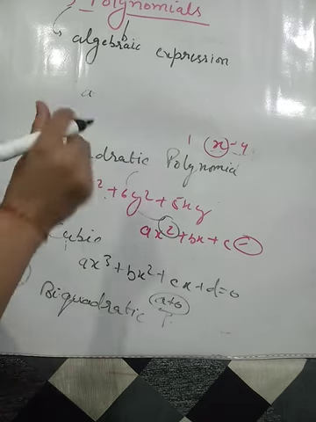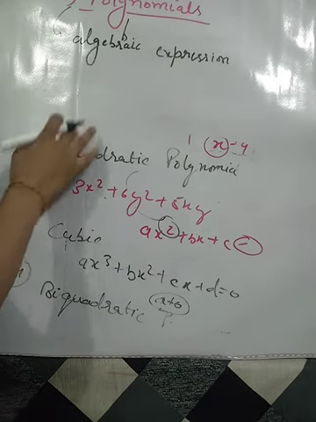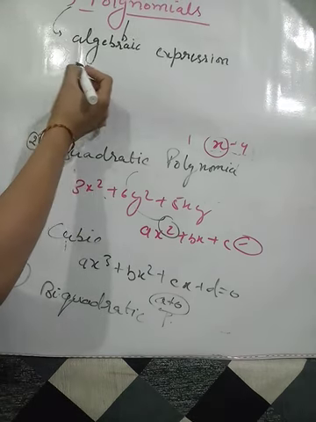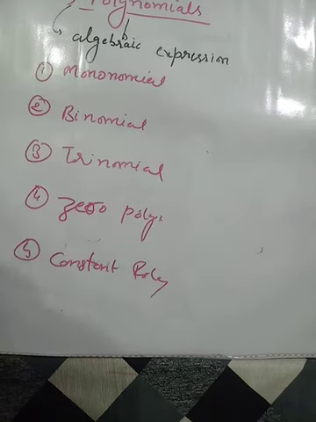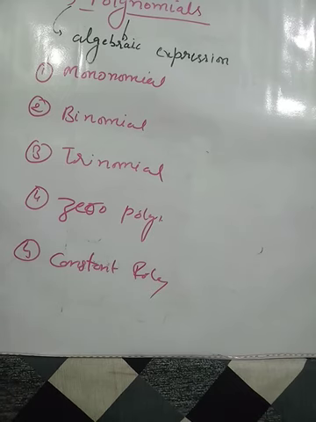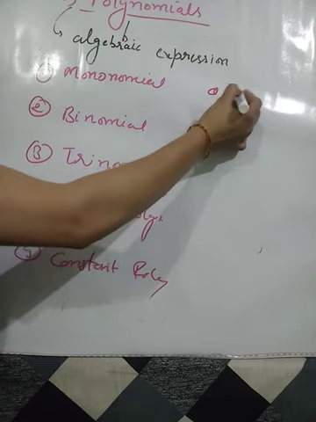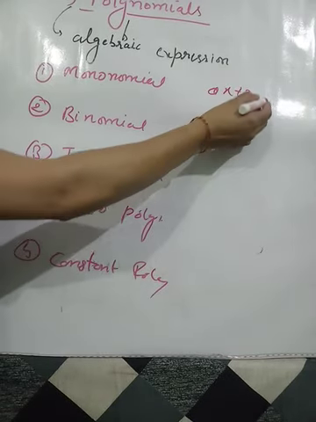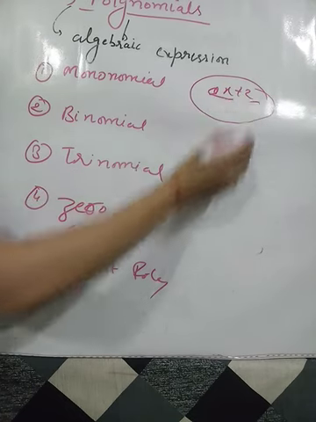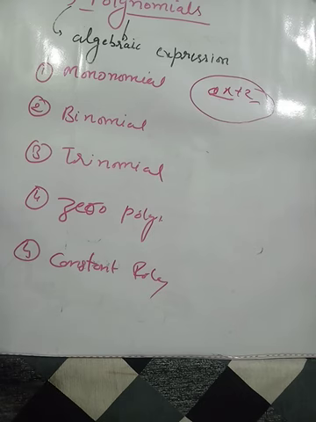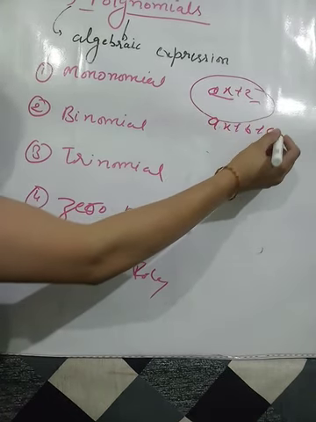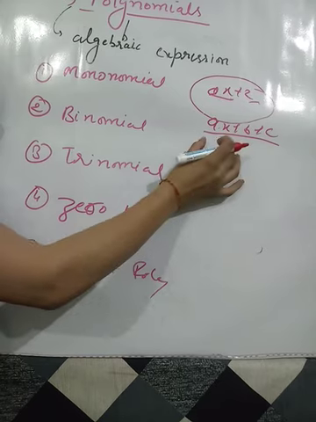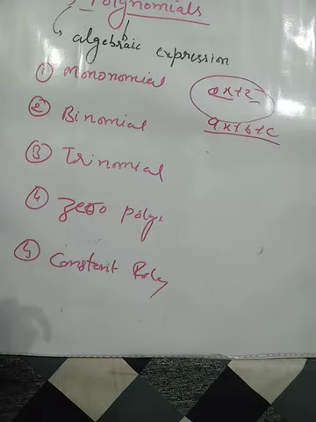If we divide the polynomial on the basis of terms, it will also be divided into many types. Another basis is the number of terms. If we write ax plus 2, this algebraic expression has two terms: first ax and second 2. This is called a term. If we write ax plus b plus c, this expression has 3 terms: ax, b and c. So on the basis of terms, we divide the polynomial in the following way.